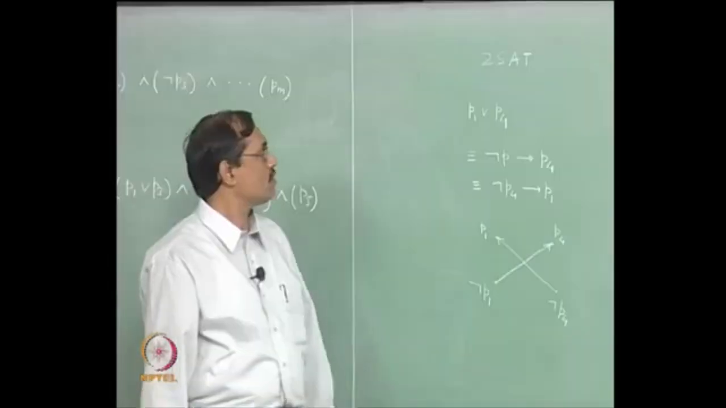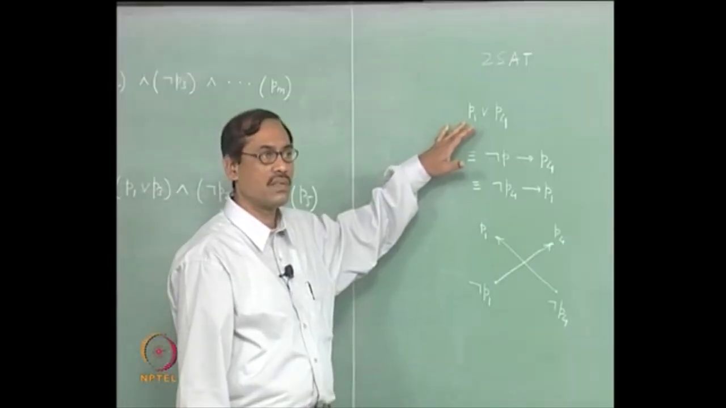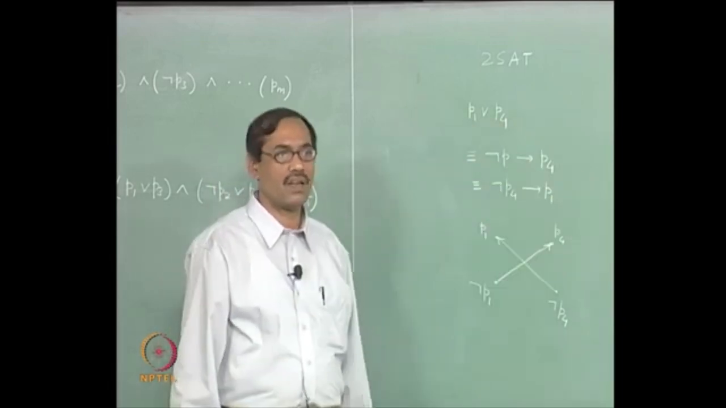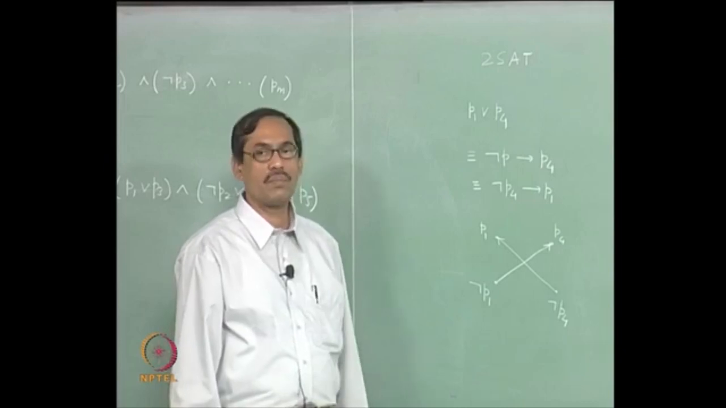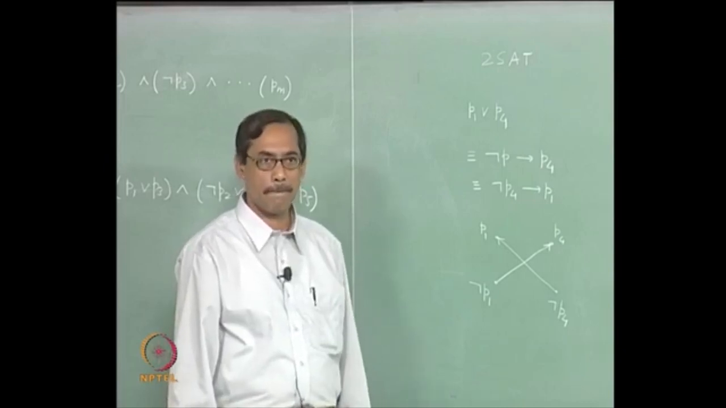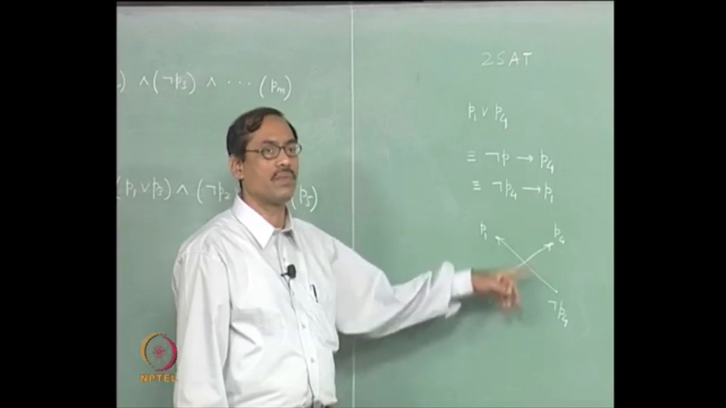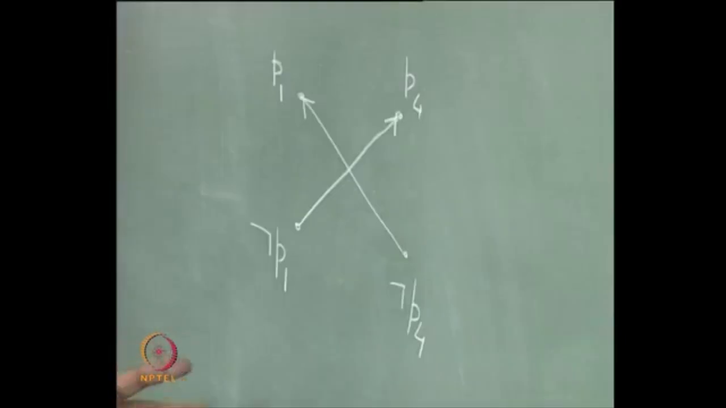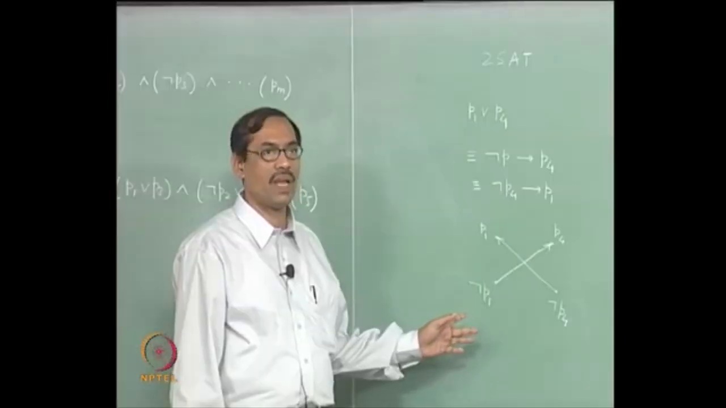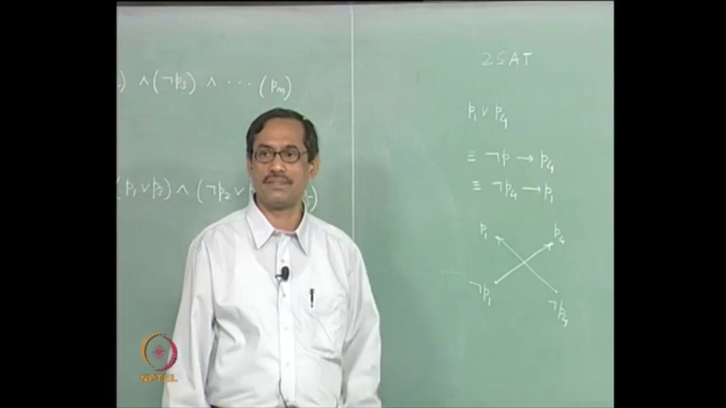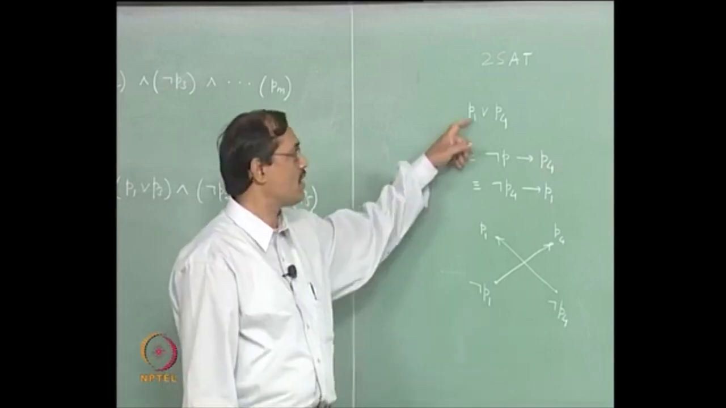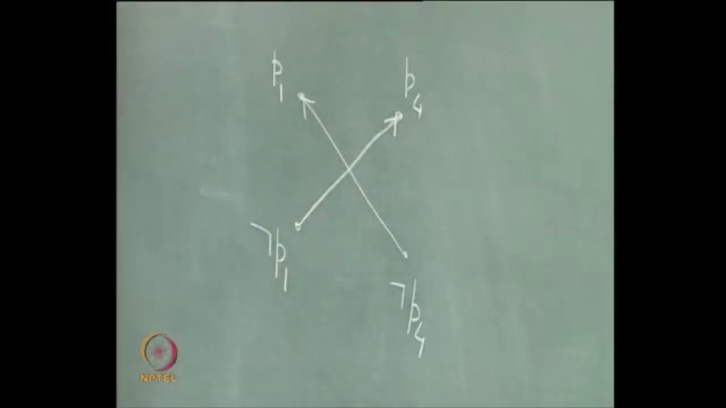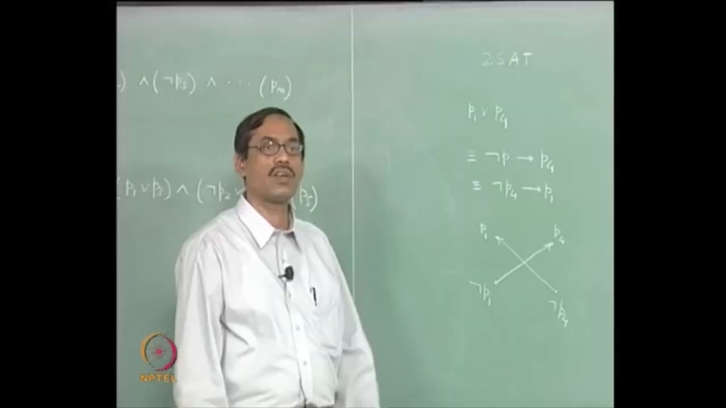So, what does the procedure ask you to do? Given a 2 CNF, first find out what the literals or propositional variables are. Say the propositional variables are P 1 to P m, then you introduce 2 m nodes. Their labels will be P 1 to P m, and another set of m will be labeled not P 1, not P 2 up to not P m. Then if P 1 or P 4 is a clause, have these two edges in that graph. Now, construct the graph.